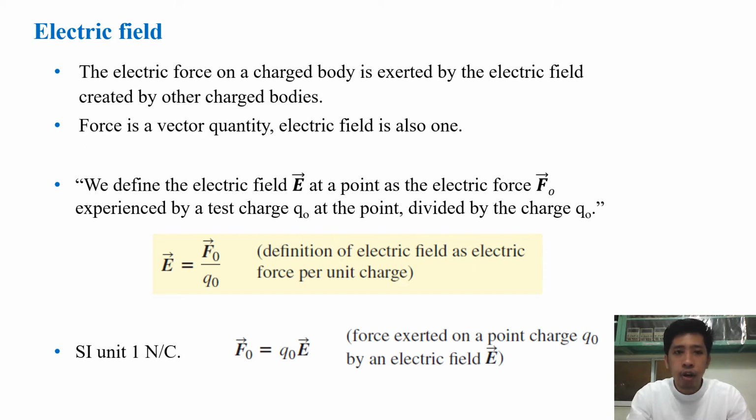The SI unit of the electric field is newton per coulomb. As you can see, force is in newtons and charge Q is in coulombs, so the electric field has an SI unit of newton per coulomb. From here, you can also calculate the force on a test charge Q naught by F equals Q naught E. Again, this is the force exerted on a point charge Q naught by an electric field E.